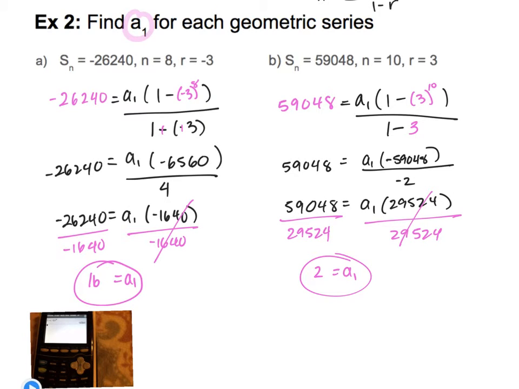Okay, so in the next slide, last example, I'm going to be showing you how you can find the nth term.